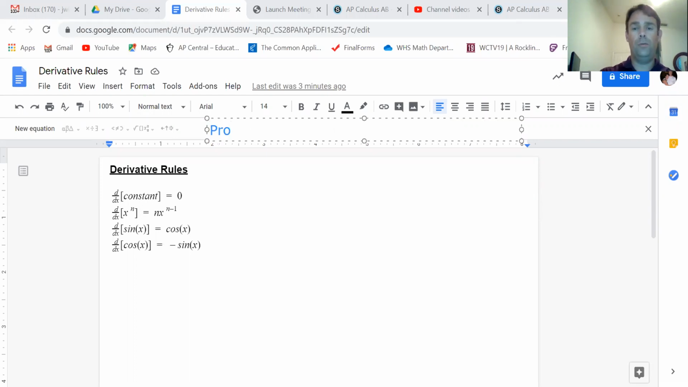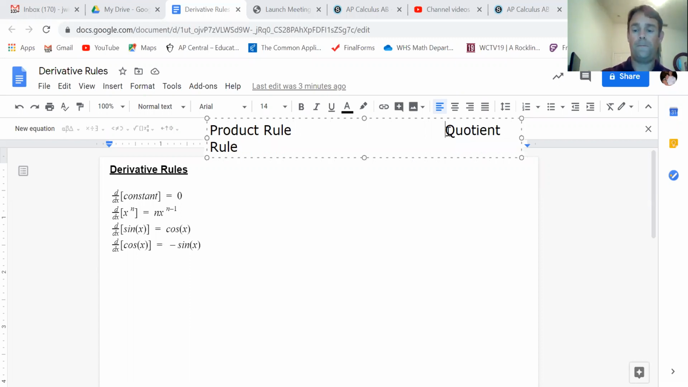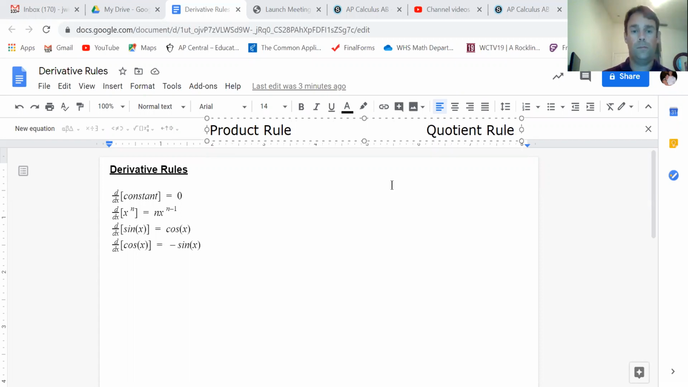One is called the product rule. And the other one is called the quotient rule. So that's going to be the gist of what we're looking at here. We got the product rule and we got the quotient rule. So here's what they basically say.